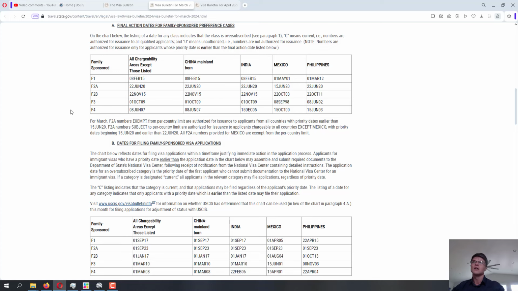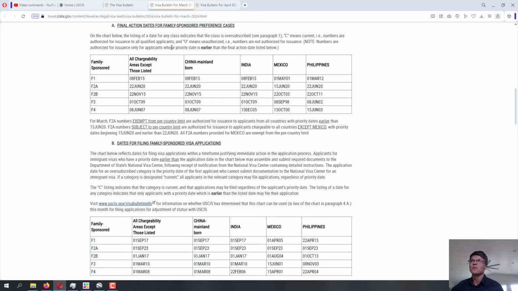When you're looking at the graphs, you will see in the rows each family preference category: F1, F2A, F2B, F3, F4. And then in the columns, you will see a few of them: all chargeability areas, and then 4 different countries, China, India, Mexico, Philippines, which have separate chargeability areas. So if you're not from China, India, Mexico, or Philippines, you're looking at the all chargeability area. Let's start with the F1, which is sons and daughters of US citizens who are over 21.